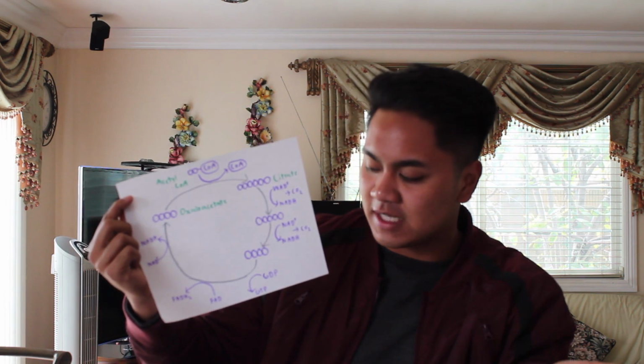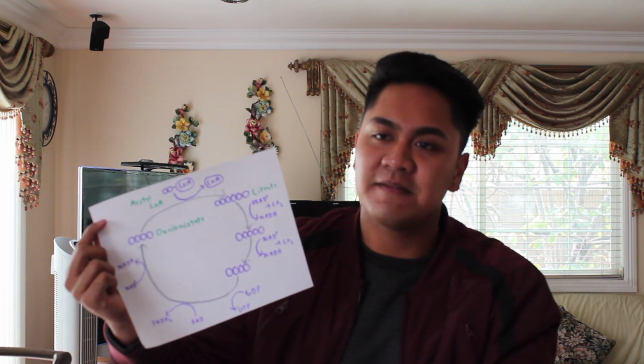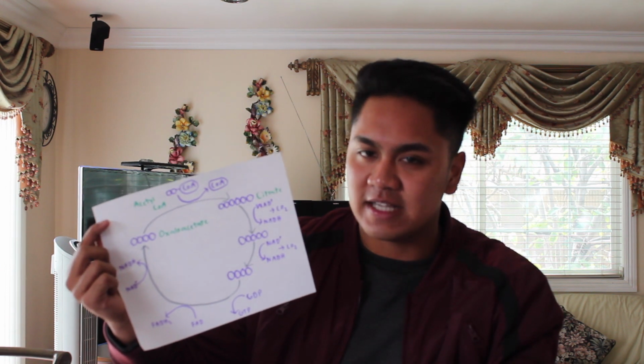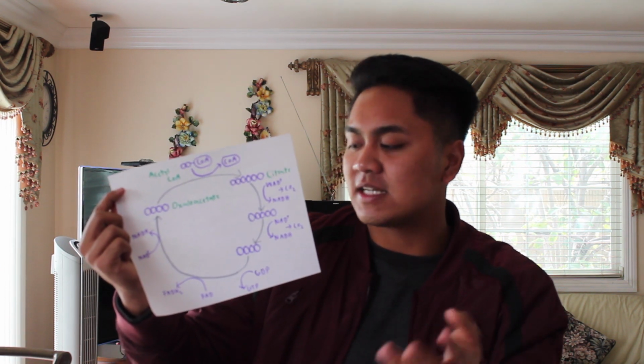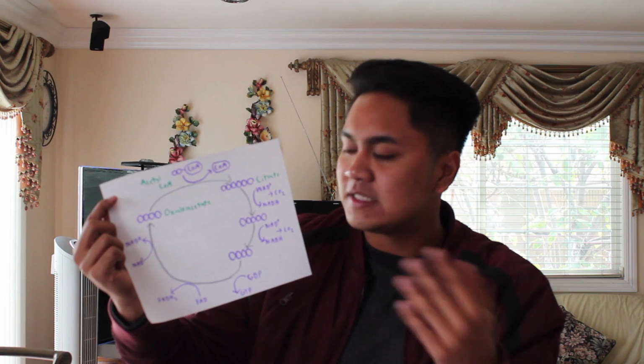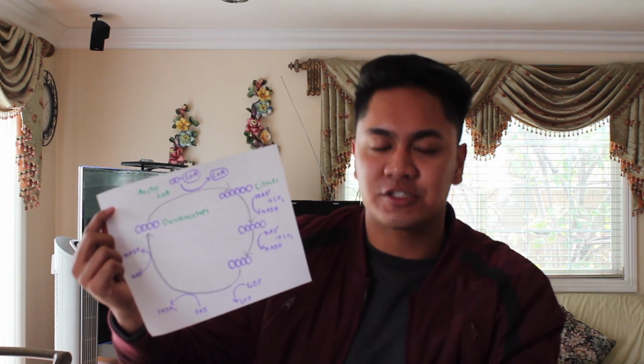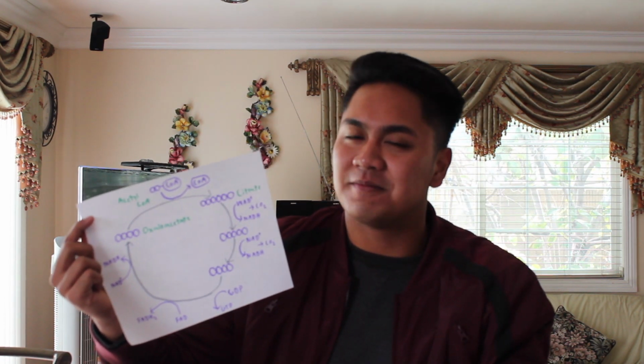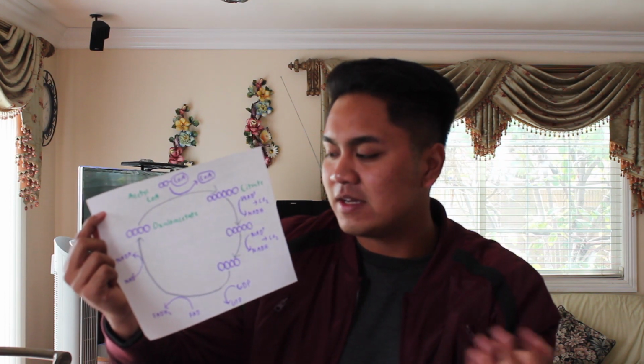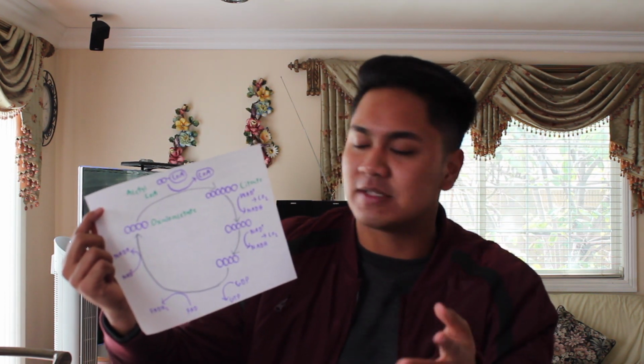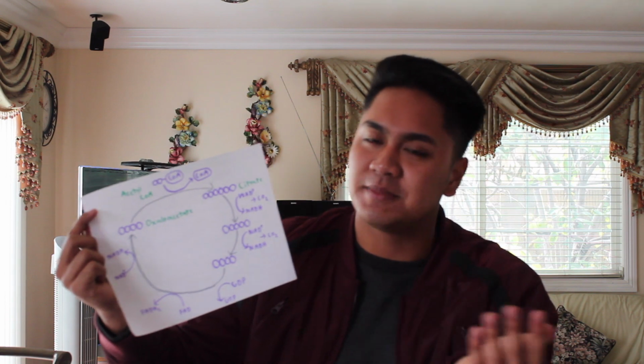And as we go down the cycle, we have FAD. FAD is very similar to NAD+. The FAD basically comes in and takes electrons from this 4-carbon molecule to create FADH2, which, like I said, is an electron carrier. And then we have another NAD+ molecule that comes in and takes away more electrons to become NADH.